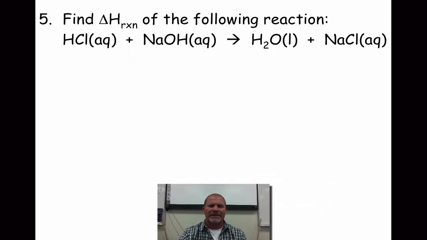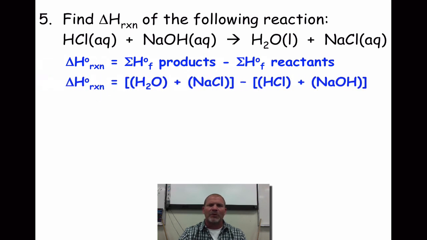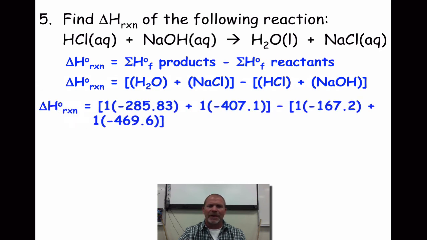My fifth one says, going after the delta H reaction for the following reaction, I see I have 1 mole straight across. I'm just going to take the sum of my products minus the sum of my reactants. So I have 1 water plus 1 sodium chloride minus 1 hydrochloric acid and 1 sodium hydroxide. Look up their values. And I have 1 of all of them, so I add up my water and sodium chloride, and I subtract from that my hydrochloric acid and sodium hydroxide, and I end up with negative 56.1 kilojoule.